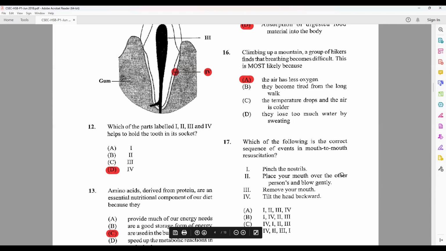Place your mouth over them and blow gently. Yeah, that should come before you remove your mouth. Right? The only mix-up you could have found was how to place the first 2 steps. I've already told you the answer is C. So it means you should tilt the person's head back first before you pinch their nostrils. So C is the answer.